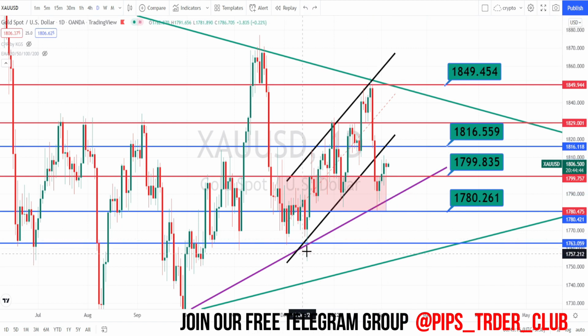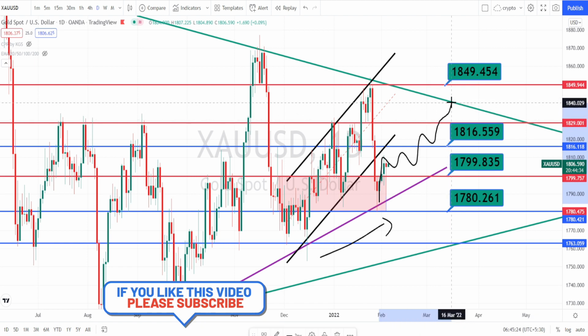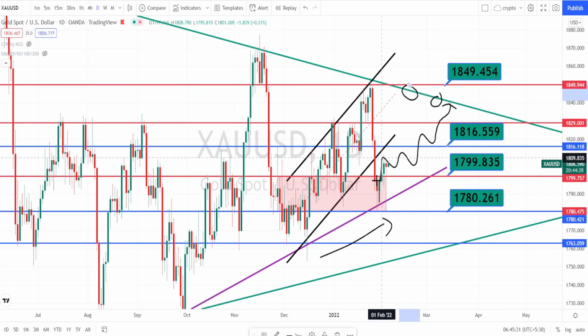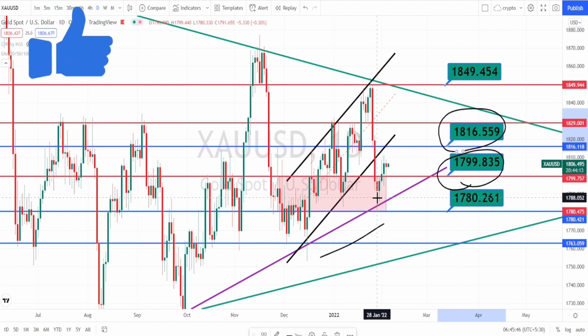And overall when we look at the price action, it is trading above this trend line, which means the price action is in a bullish trend. If the bullish trend continues, we can expect it to retest the resistance line from the symmetric triangle pattern in the future. Currently, the price action is trading between the support level of 1799 and the resistance level of 1816. And within this, it is in a bullish trend.